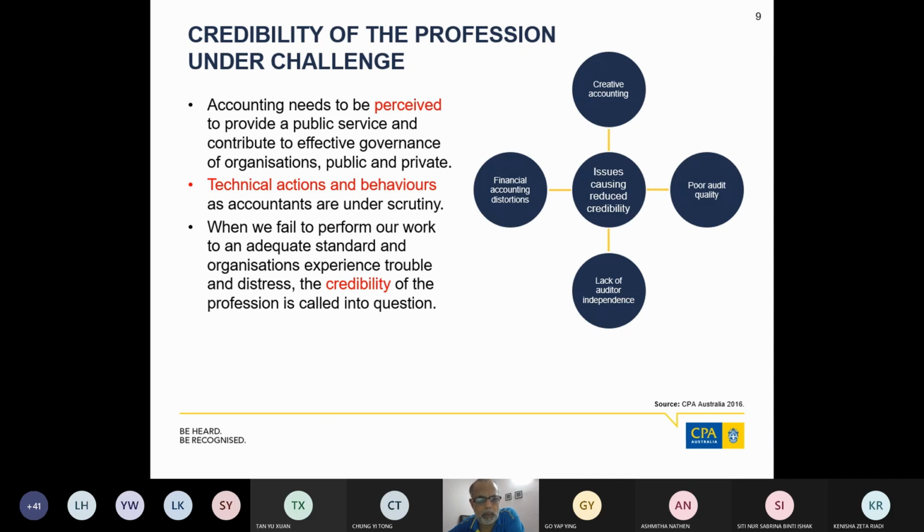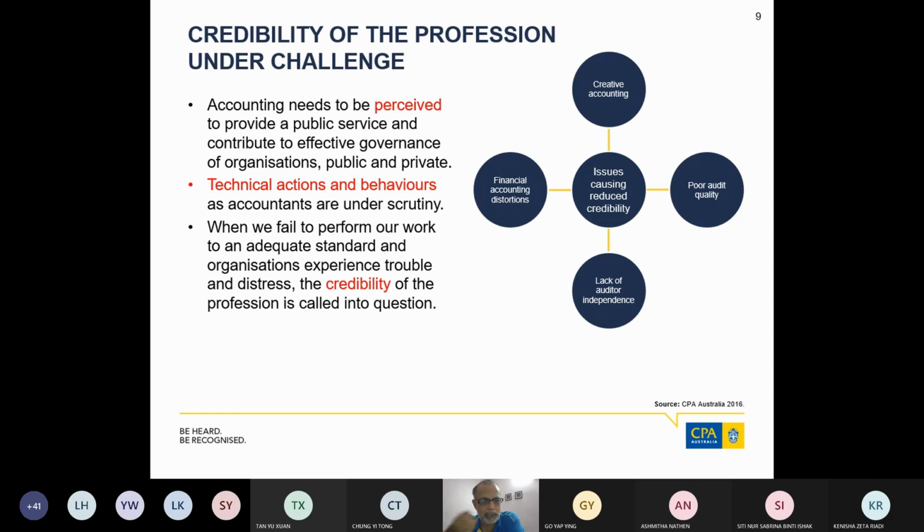When we fail to perform our work to an adequate standard and organizations experience trouble and distress, the credibility of the profession is called into question. By whom? My question is by whom? By the public. They have very high expectations of us because we are so-called professionals. Remember, in the last lecture we spoke about the eight attributes of a professional. We are very proud that we fulfill all these criteria and therefore we are professional.